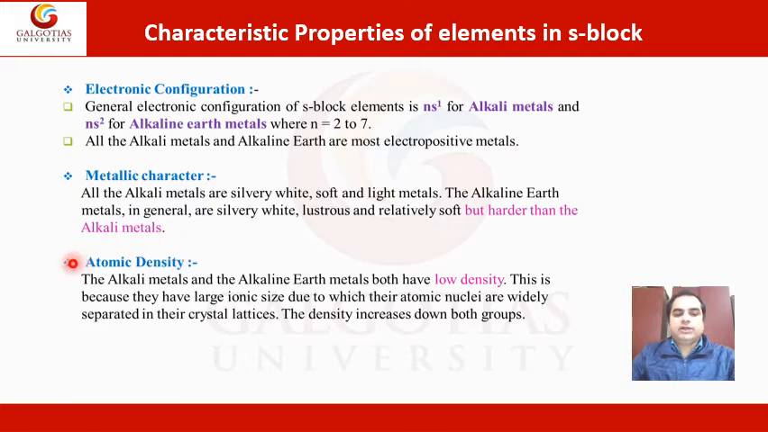If we discuss the atomic density of these elements, then we find that alkali metals and alkaline earth metals both have low density. Why is this? Because they have large ionic size due to their atomic nuclei, and they are widely separated in the crystal lattice. That's why they have very low density. And the density increases when we move from top to bottom in both groups. That's why we can say that density increases because size also increases.